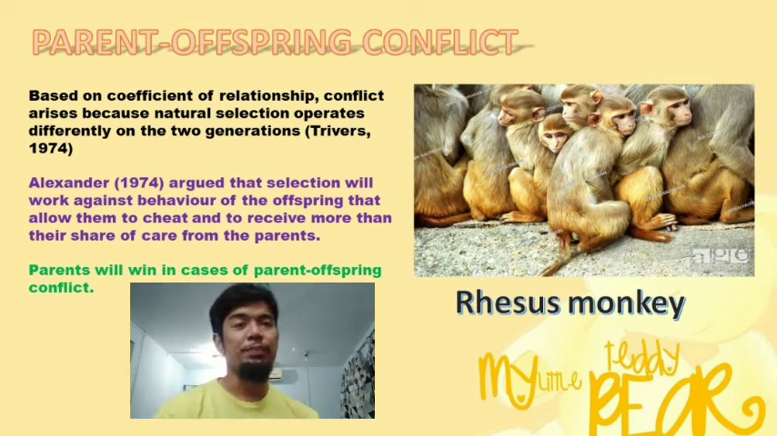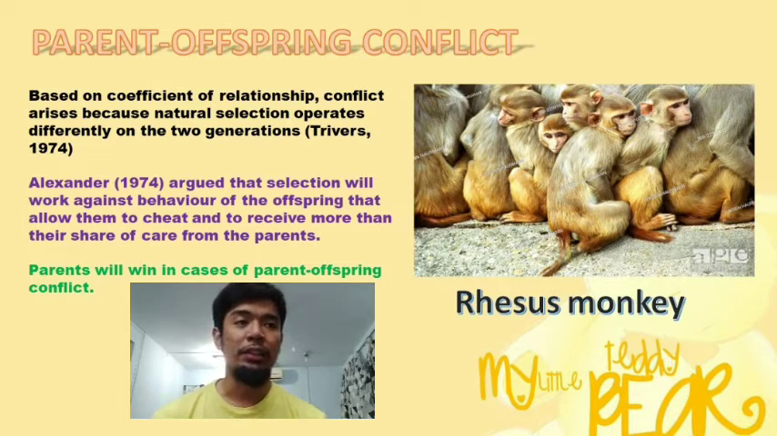So next is parent-offspring conflict. Of course, animals too, like humans, have conflict. But here, based on coefficient of relationship, conflict arises because natural selection operates differently on the two generations. This is according to Trivers, 1974. Alexander, in the same year, argued that selection will work against behavior of the offspring that allows them to cheat and to receive more than their share of care from the parents. Usually, parents will win in cases of parent-offspring conflict.